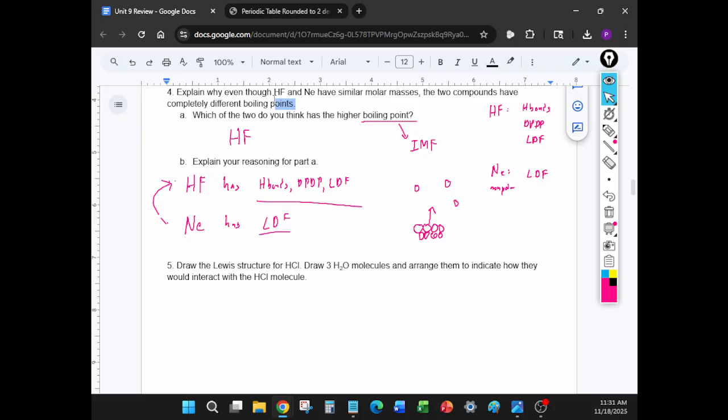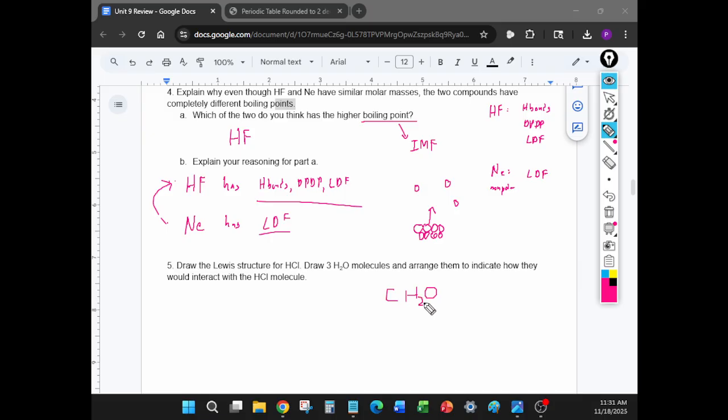H has to be bonded to one of the F, O, N. Yeah. So for example, an example I might think of would be something like if you have CH2O.